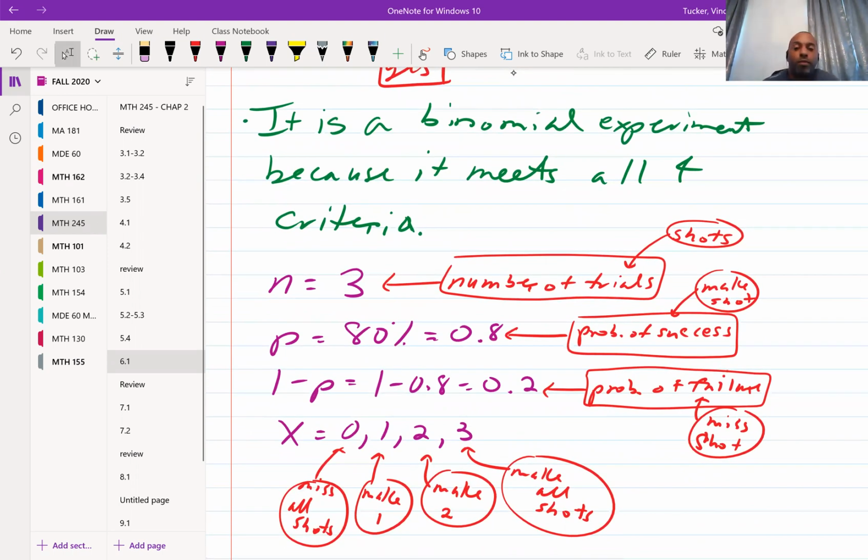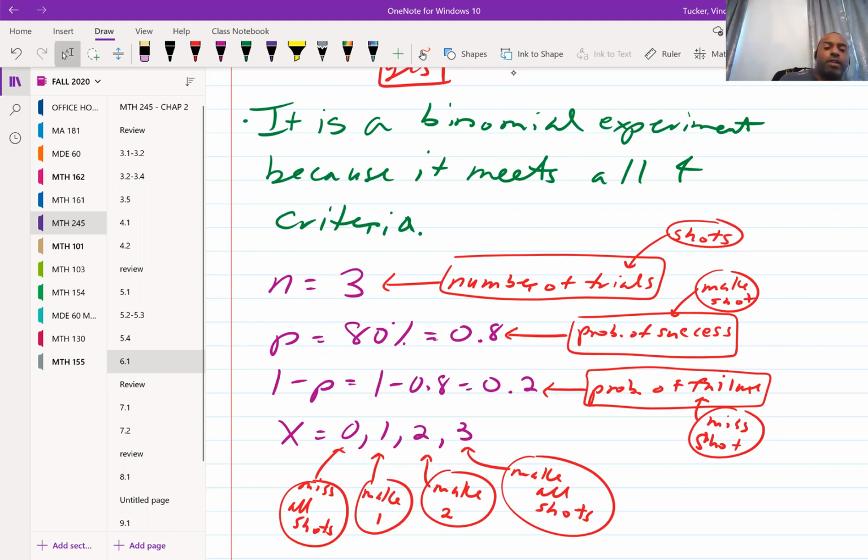N is going to be 3. That's the number of trials, the number of shots, the shots the person is taking. The probability of success is 80%, so it's going to be 0.8 for us. Move your decimal 2 places to the left. Subtract that 0.8 from 1, it'd be 0.2. So if he's an 80% free throw shooter, there's an 80% chance that he'll make it, and a 20% chance that he will not make it, which is a failure, missing the shot.